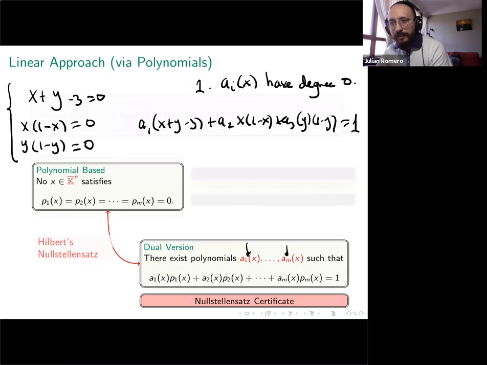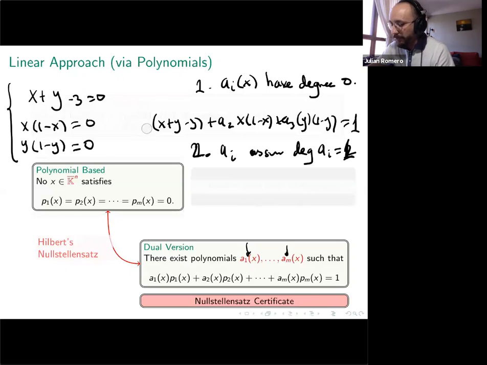If it doesn't have a solution, then my next step is I increase the degrees. So I assume that the degree of the a_i is 1, that is the next step, right? And then I'm going to add further variables to the a_i, and then I'm going to repeat the process and see what happens.